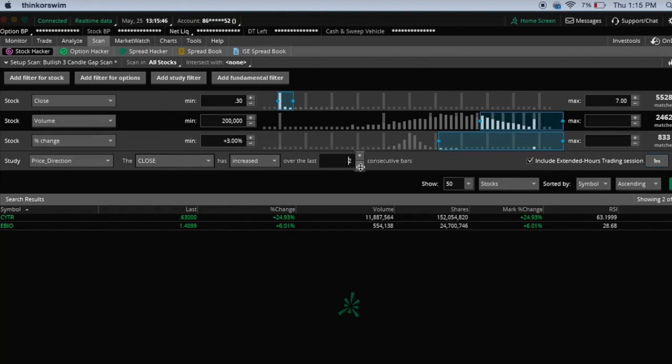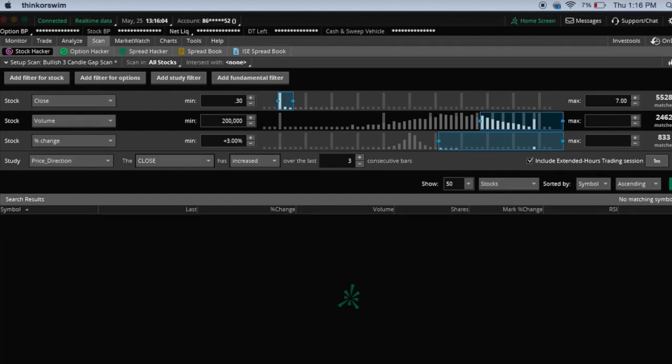If you want, you can make it 2 candles because sometimes I run a 2 candle gap scanner where it starts notifying me of stocks that are increasing green on 2 candles versus 3. That way I can kind of catch it by the 3rd sometimes. So that's how you do that. And then obviously you can hit scan and then it'll bring you up whatever stocks are doing it. As of right now, none are meeting my criteria.